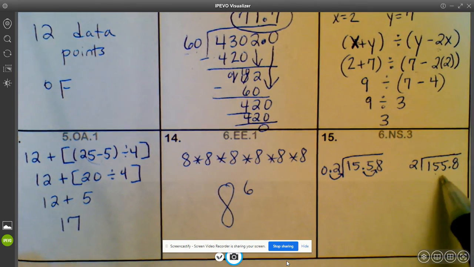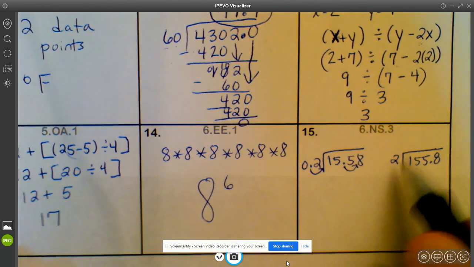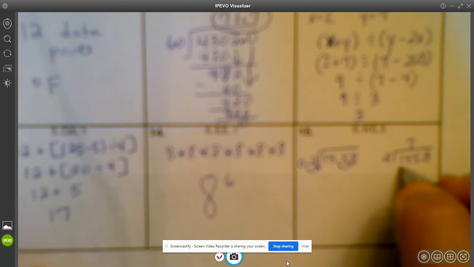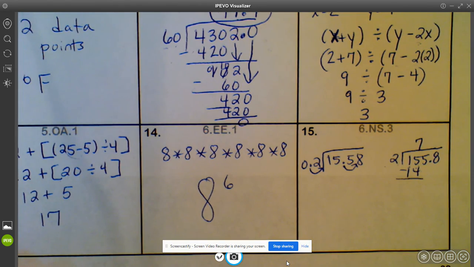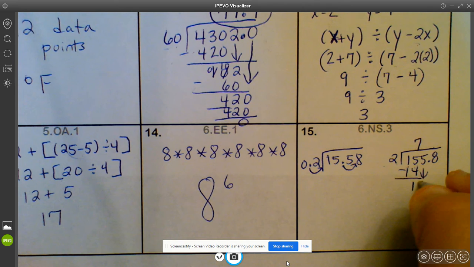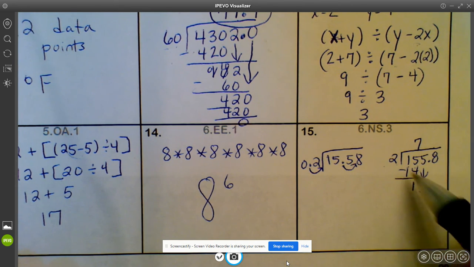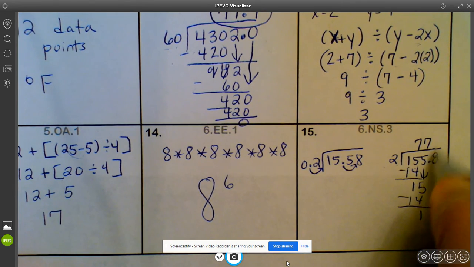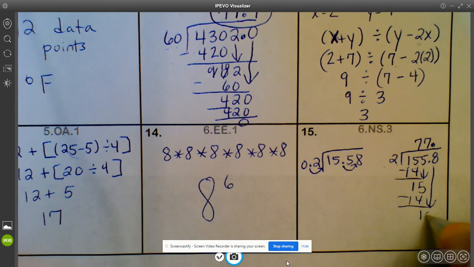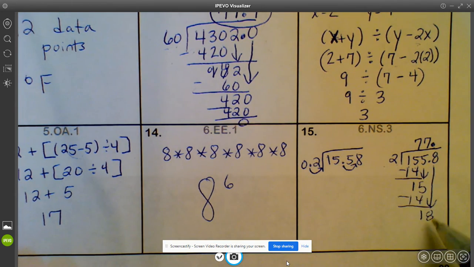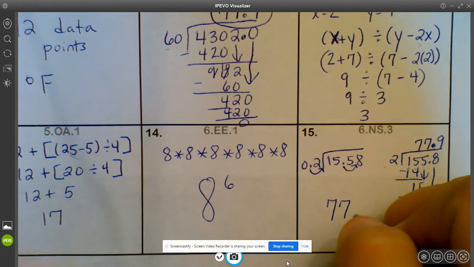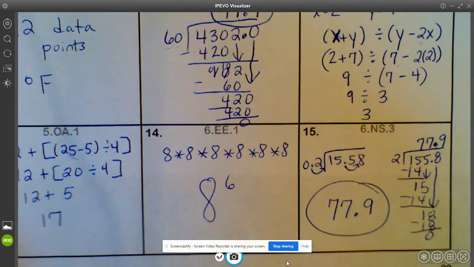And now I can divide over here with my whole number. So how many groups of 2 will go into 1? They won't. How many groups of 2 will go into 15? 7. 7 times 2 is 14. I subtract and I have 1 left. Bring down my 5. How many groups of 2 will go into 15? 7 again. 1 left. I have my decimal point and bring down my 8. And how many groups of 2 will go into 18? And that would be 9. So my answer to this division problem is 77.9 or 77 and 9/10.